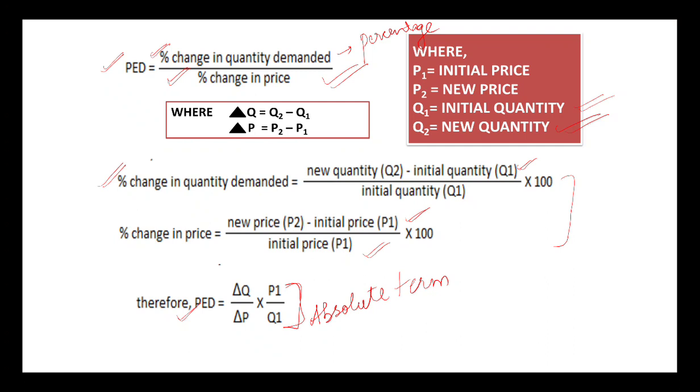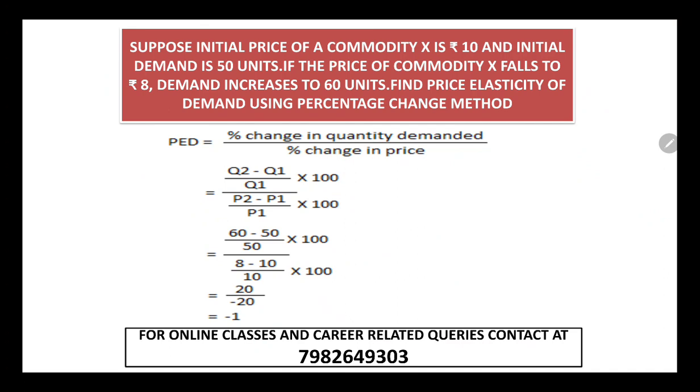You can see all types of questions that are covered over here, and you can also see here we have delta Q. Delta Q is nothing but the change in the quantity, which is Q2 minus Q1. And this is your delta P, which is P2 minus P1, new price minus initial price.